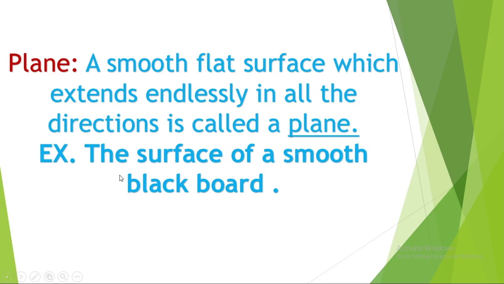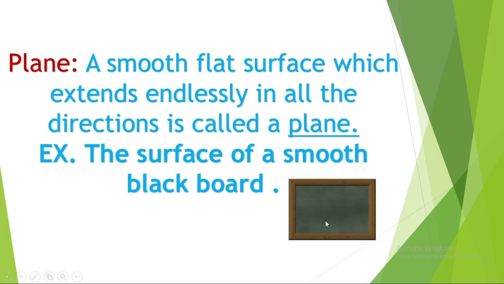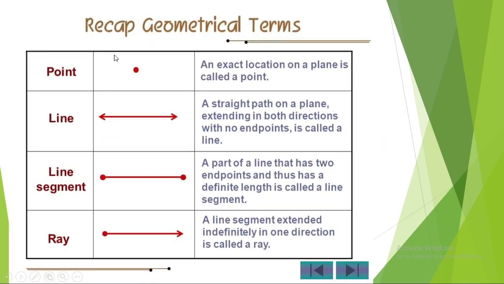Example of a plane is the surface of a smooth blackboard. Here we are having a blackboard picture. Here the surface of the blackboard is smooth and it is a flat surface, so it is an example of a plane. Point. Point will be like this. An exact location on a plane is called a point. A point gives us an exact location on a plane.